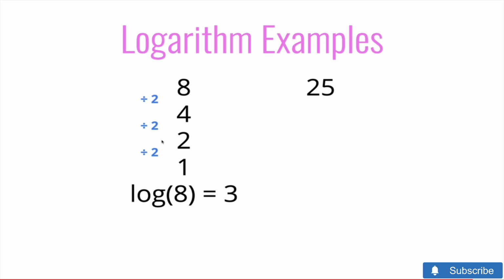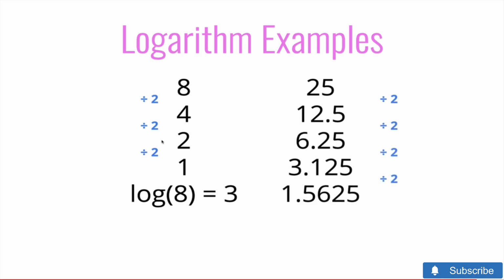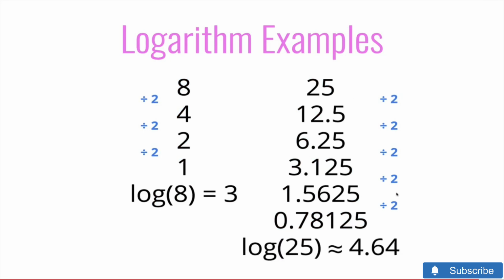25, however, doesn't go cleanly. There's no way of dividing it by 2 evenly. So we divide by 2, and by 2 again, and again, and again, and then we're finally below 1. So this tells us that it's 1, 2, 3, 4, somewhere between 4 and 5. And the answer is 4.64.